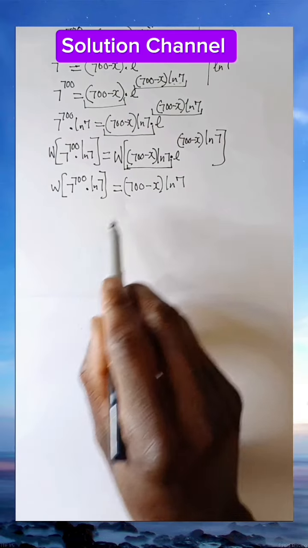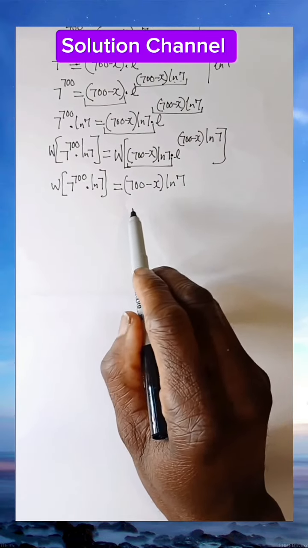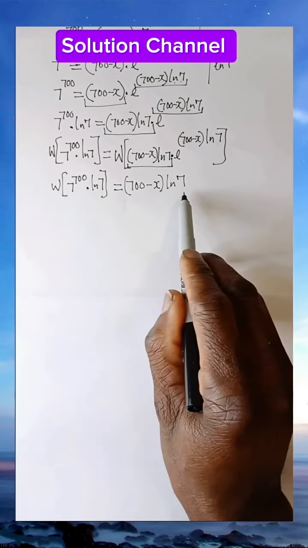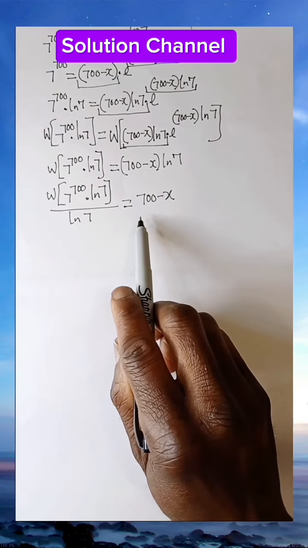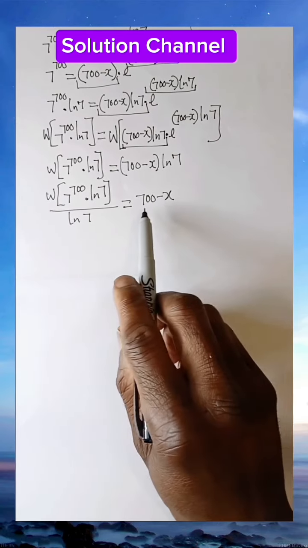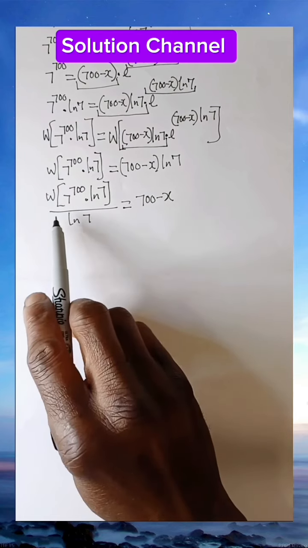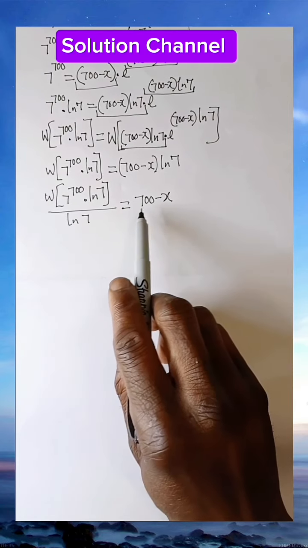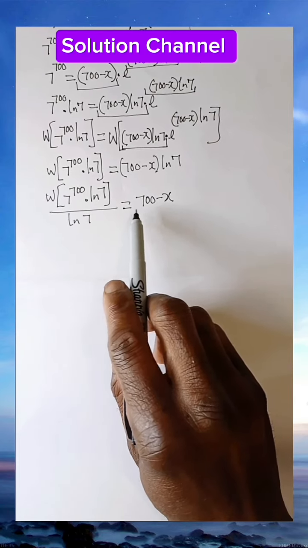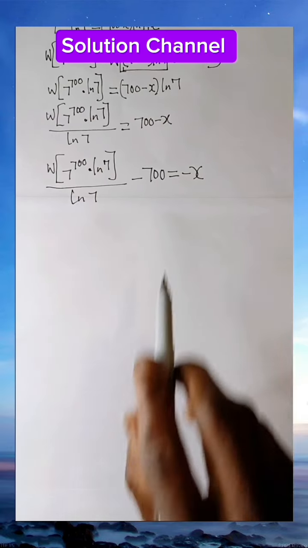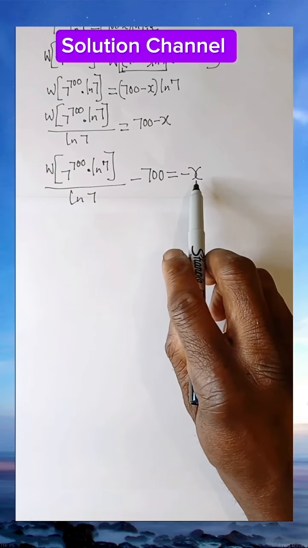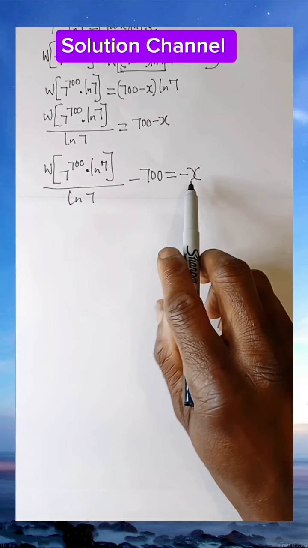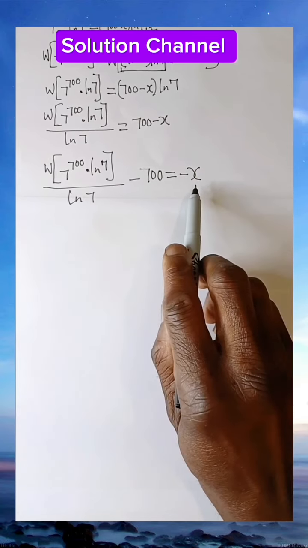Remember, our goal is to find the value of x. The next thing we're going to do is to divide both sides of the equation by the natural log of 7. The next thing we're going to do is to isolate x by moving 700 to the left-hand side of the equation. Note that the sign is going to change from positive to negative. We have minus x on the right-hand side. I want to get rid of it, okay? To get rid of it, I'm going to multiply each of these 3 terms by minus 1.